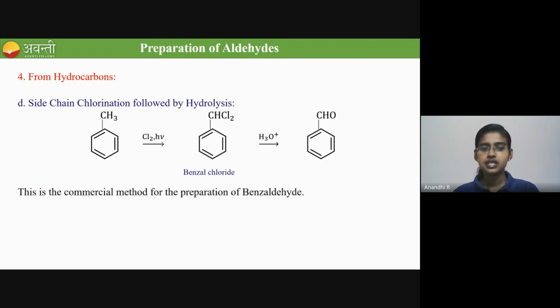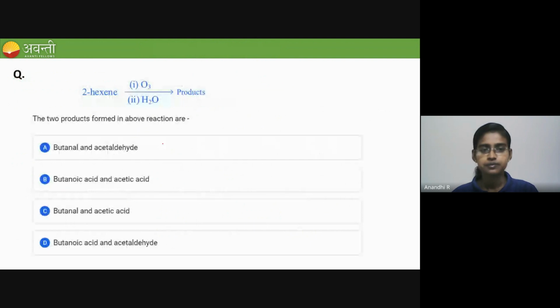So this is the commercial method for the preparation of benzaldehyde. Commercial in the sense that at the industrial level, for large scale preparation, they are using this method to prepare benzaldehyde since it is the very easiest method. Now we'll solve some questions based on the preparation of aldehydes which we have discussed so far.